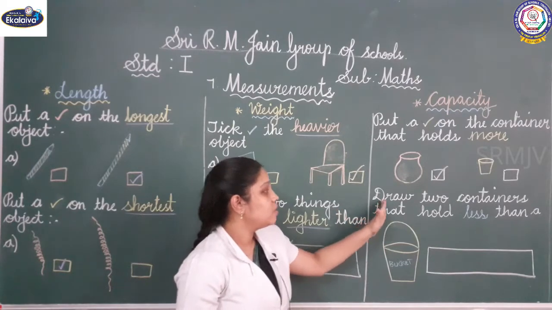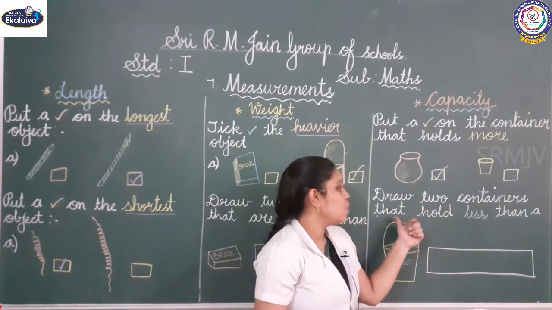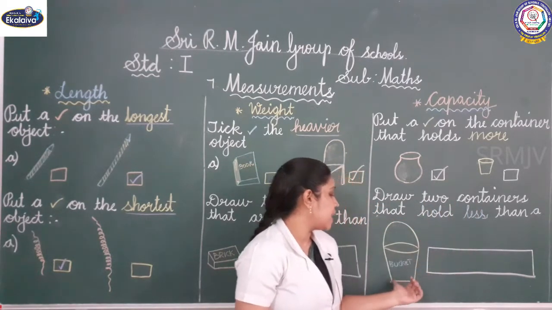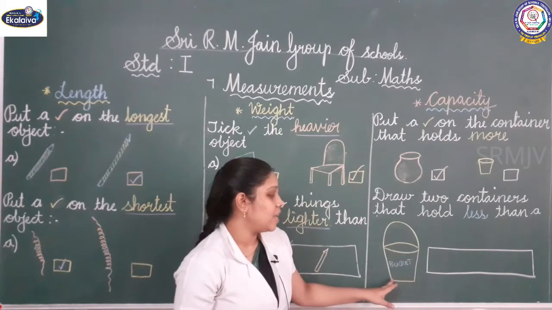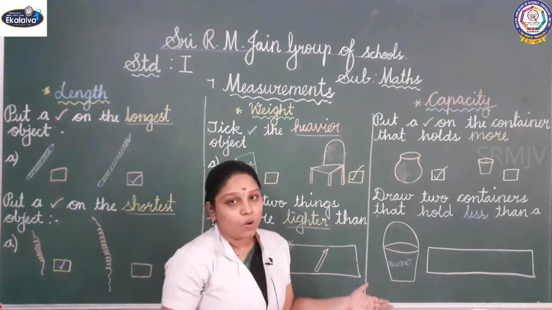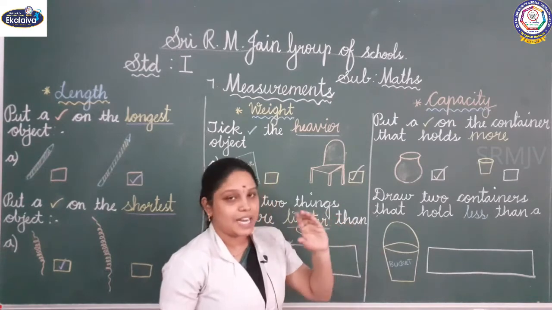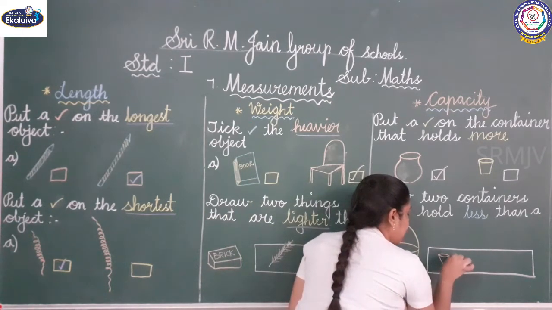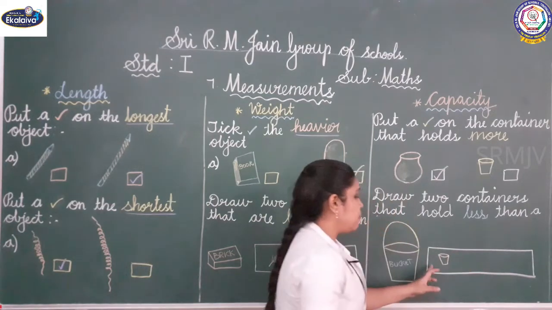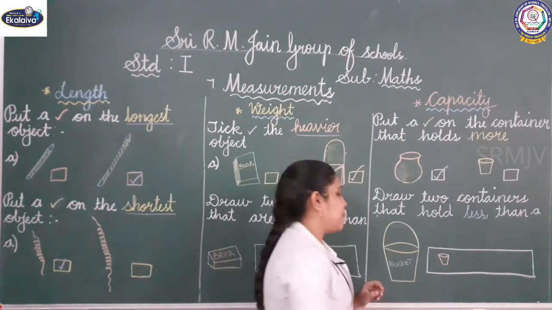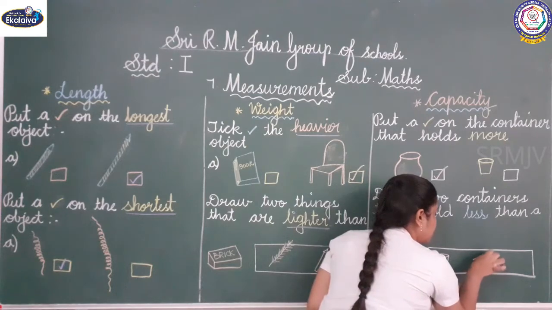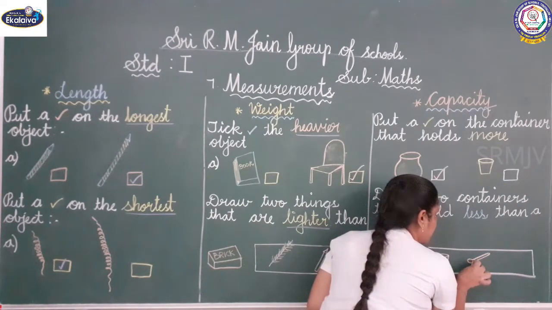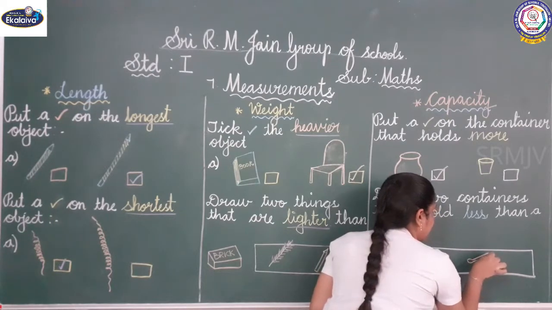Next, draw two containers that hold less than a bucket. In this bucket we will have more water. We have to draw containers that hold less. We can draw, yes, a tumbler. Tumbler, it has a very small capacity. And we can draw the spoon. It has a small capacity.